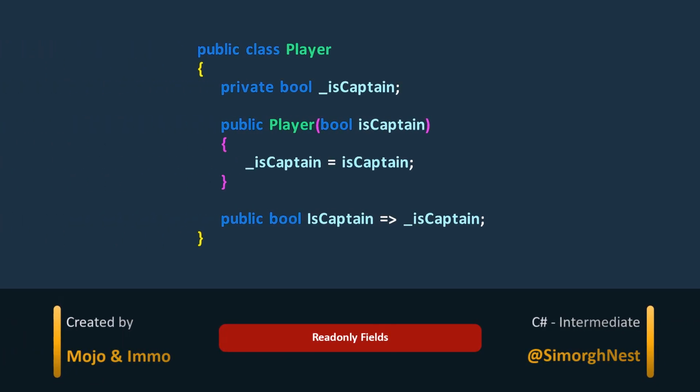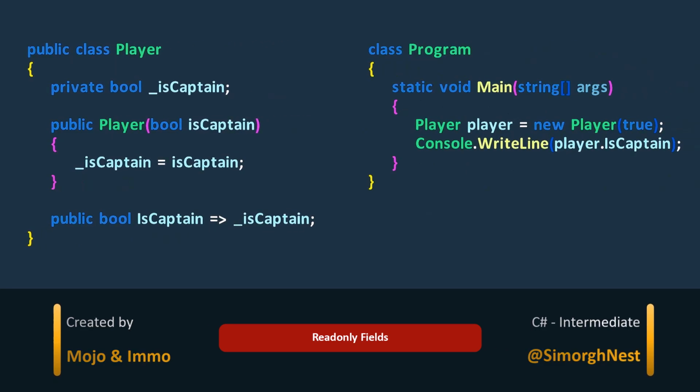Up until now, we've talked about read-only properties. Let's take the player class as an example. It has a field called isCaptain. We can only set its value during the object's creation in the constructor. Afterwards, in other classes, we can only read the value of this field using the isCaptain property.